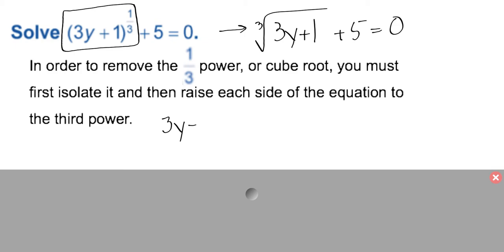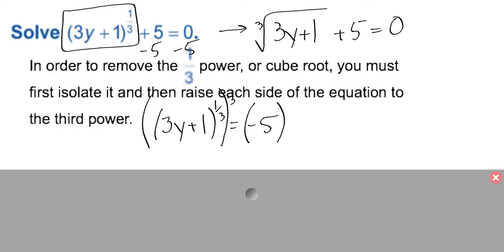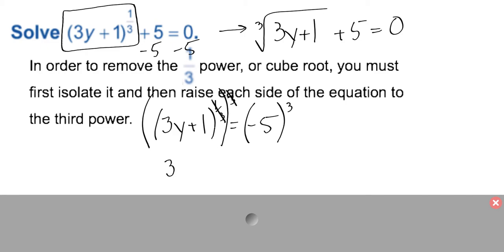So 3y plus 1 raised to the 1/3 power. We're moving that 5 over, so that equals a -5. Then you're going to raise both sides of this thing to the third power, because these are going to cancel out. If you remember your power rule, when I take a power to a power, they multiply. So 1/3 times 3 turns into just a 1. So this effectively is turned into just 3y plus 1. And on the right side, we have a -125.